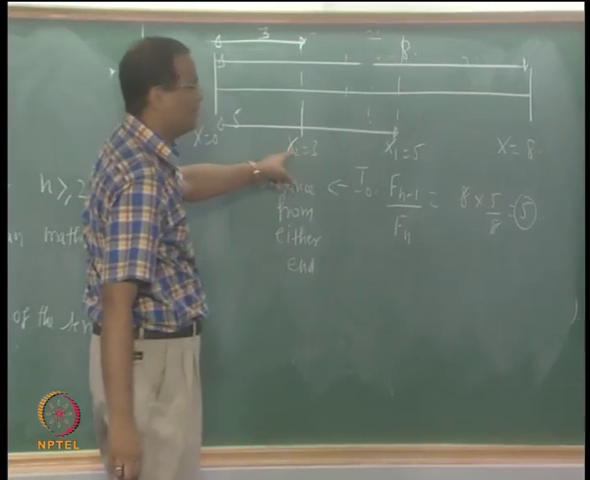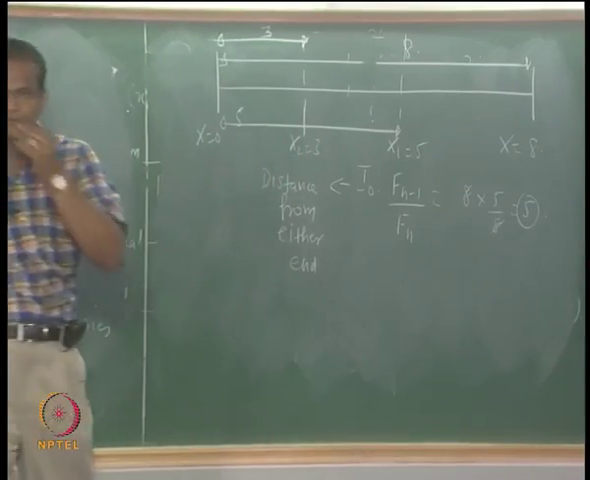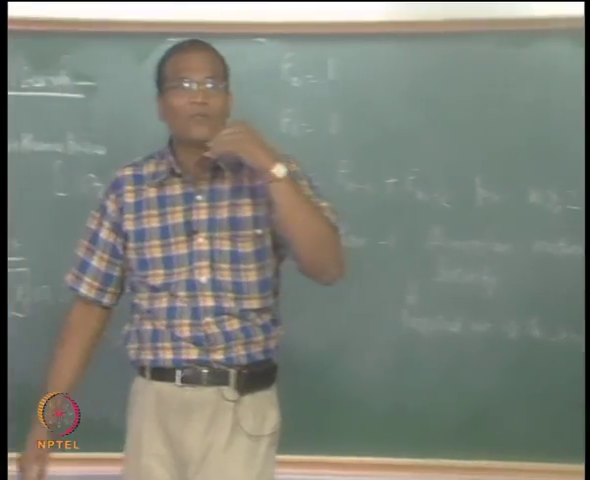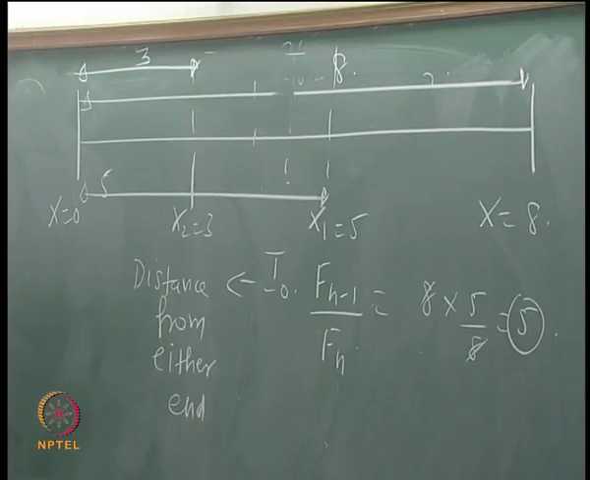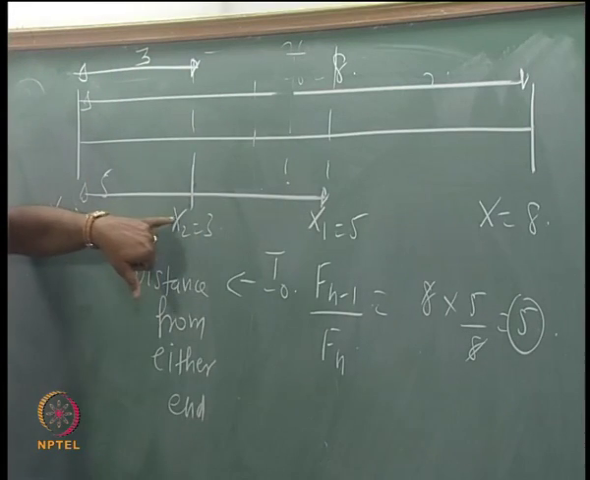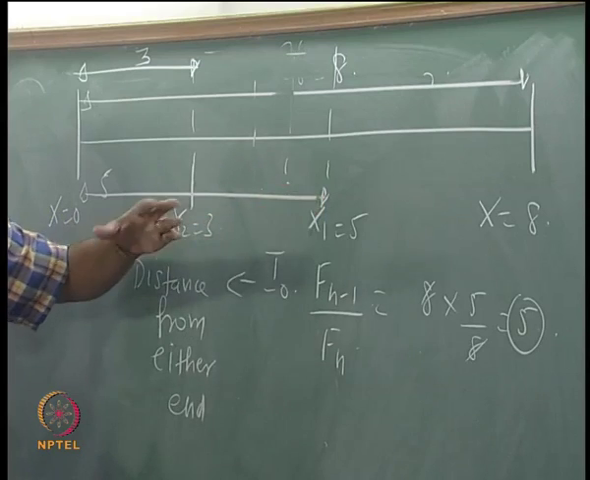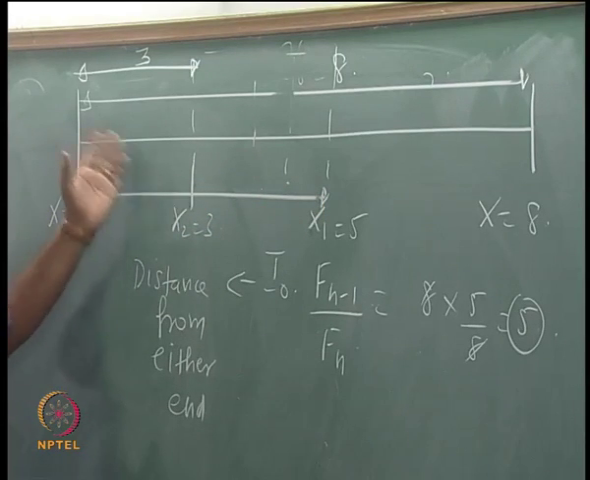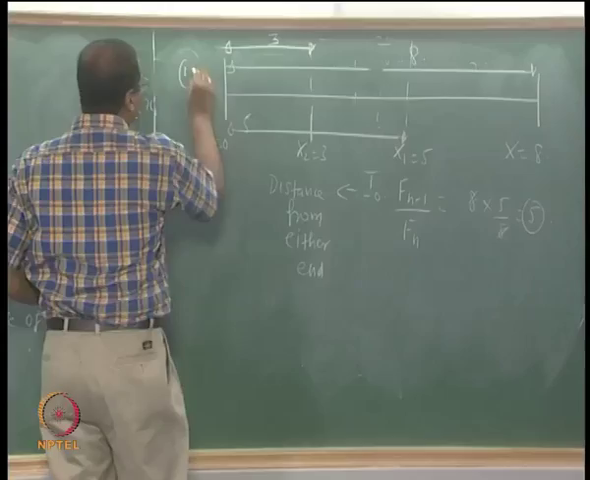Do not worry about how x2 can be smaller than x1, it does not matter, choose the 2 points. A certain portion of the interval will get removed. How much of the interval will remain? 5. Is that okay? If you are looking at a minimization problem, either f of x2 is less than f of x1 or f of x2 is greater than f of x1. In either case you will remove either 0 to 3 or 5 to 8, and the interval which is remaining is 5. This is the first step.